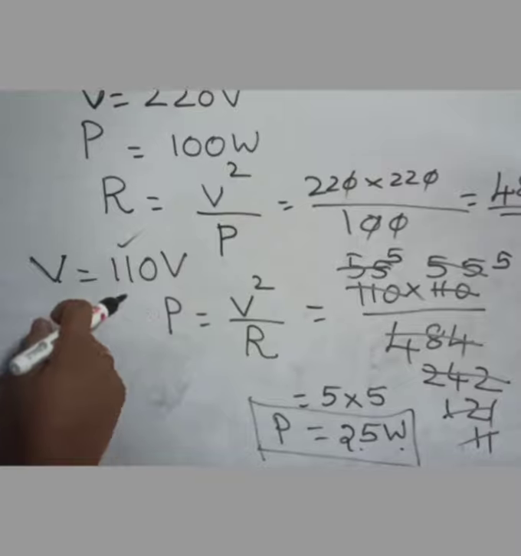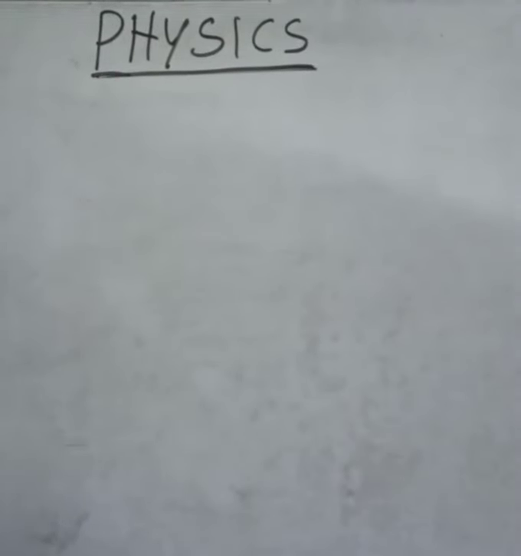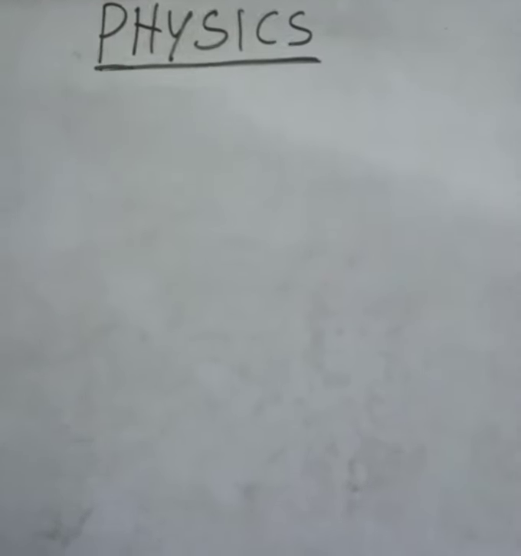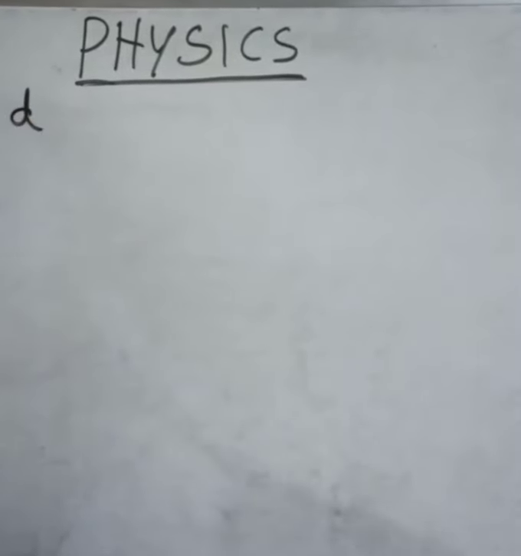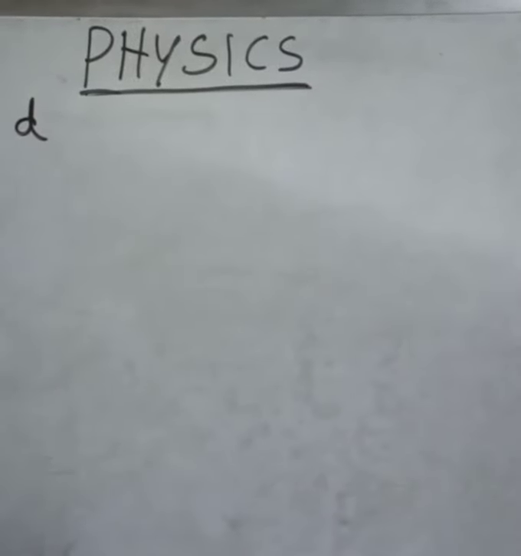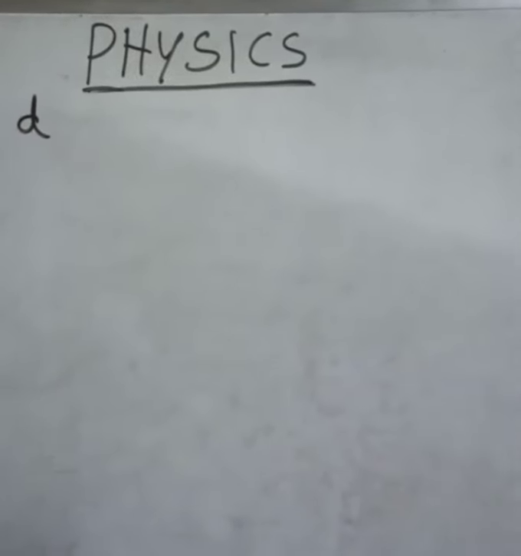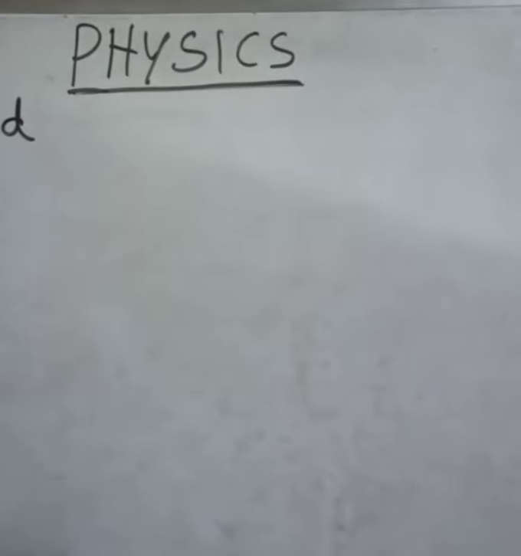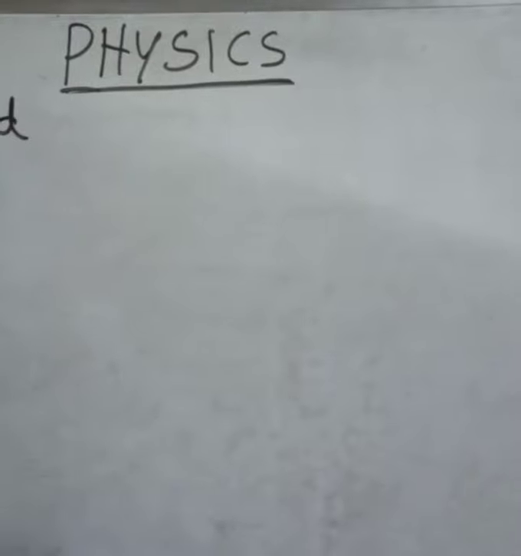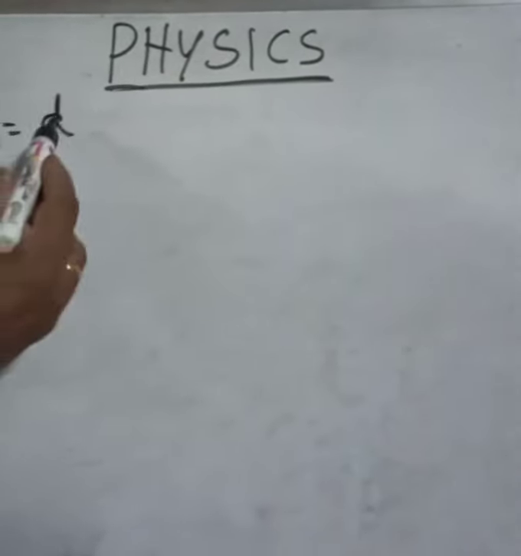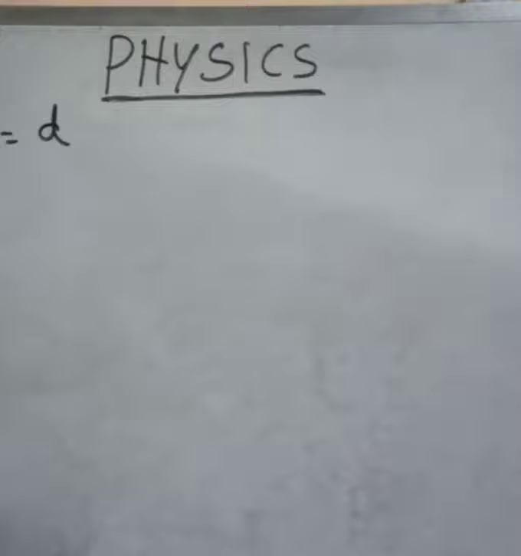Okay. Next, fourth question. Two conducting wires of the same material and of equal length and equal diameter. Length and diameter are same, it is given in the question. Are first connected in series and then in parallel. You have to find out the ratio of the heat produced in series to parallel combination. Okay. Since the wires have equal length and equal diameter, we have to find out.